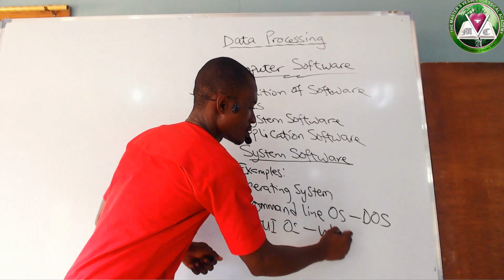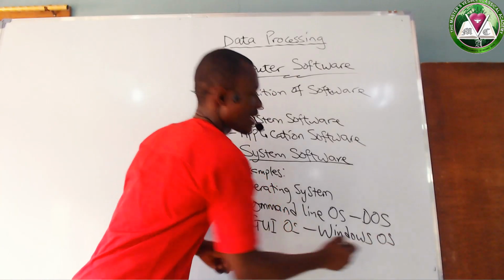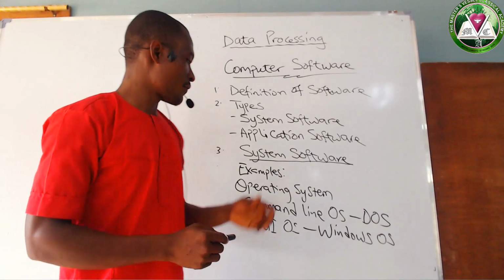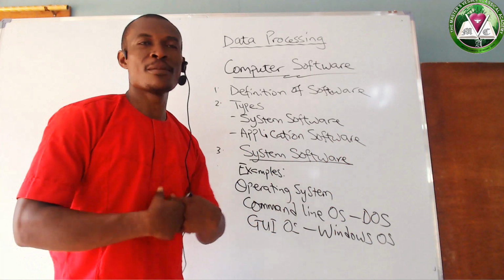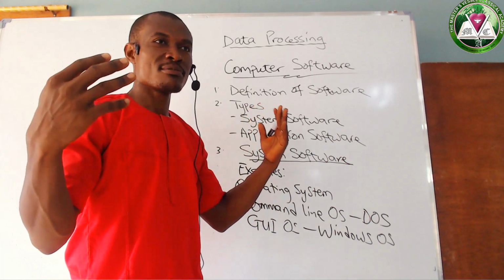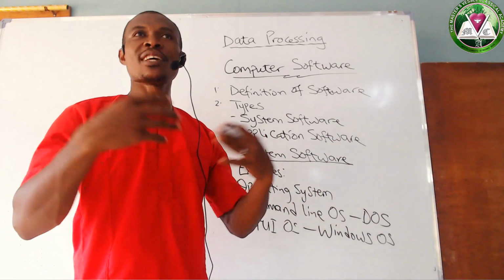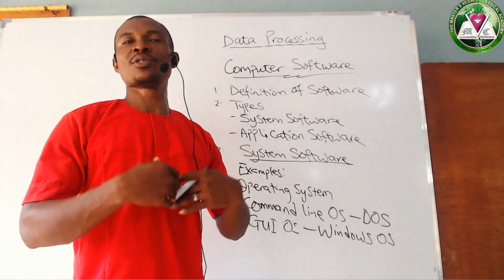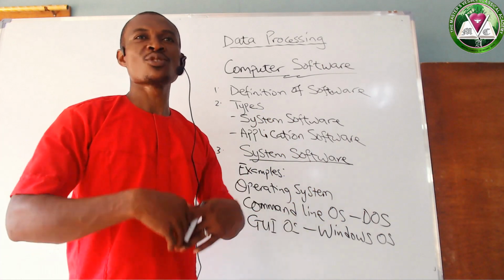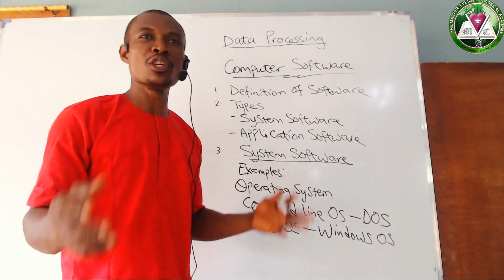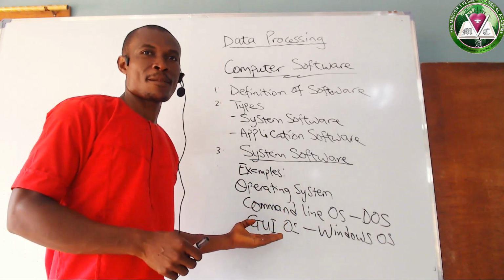The disk operating system is an example of a command line operating system, whereas Windows OS are examples of the GUI operating system. When I talk about Windows, I mean Windows 95, Windows 98, Windows XP, Windows NT, Windows 7, Windows 10, and so on and so forth. All the Windows operating systems fall under this GUI operating system.